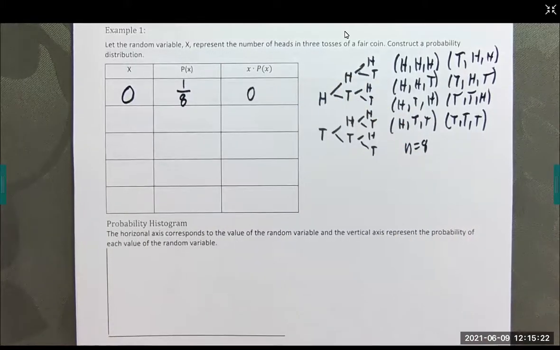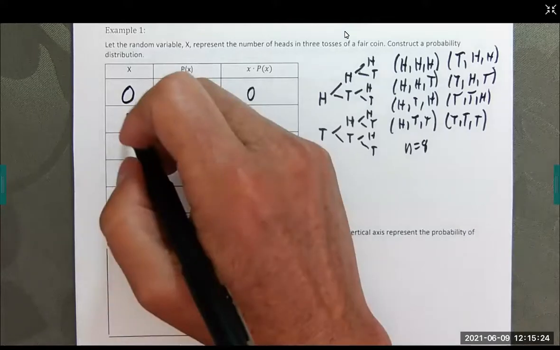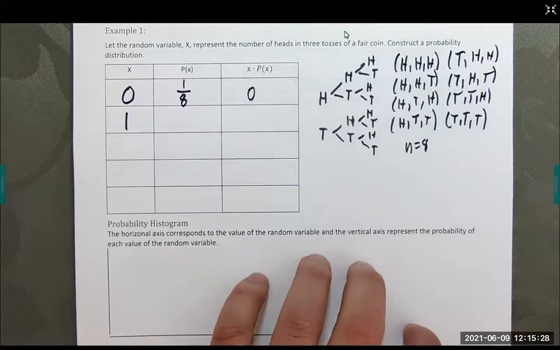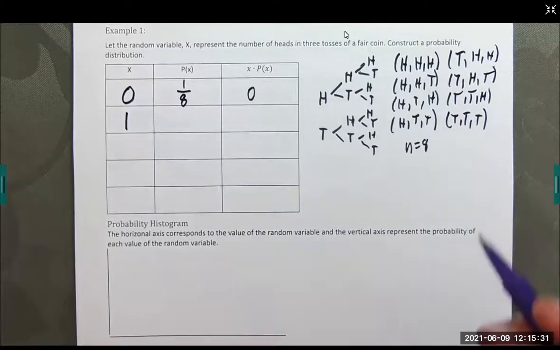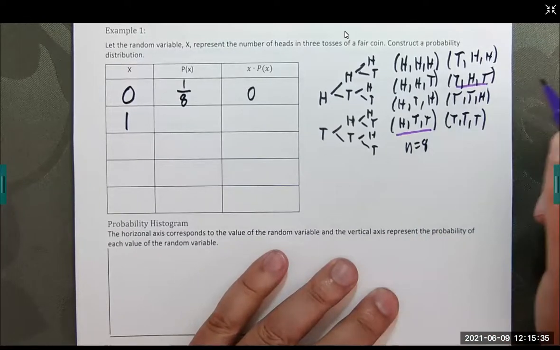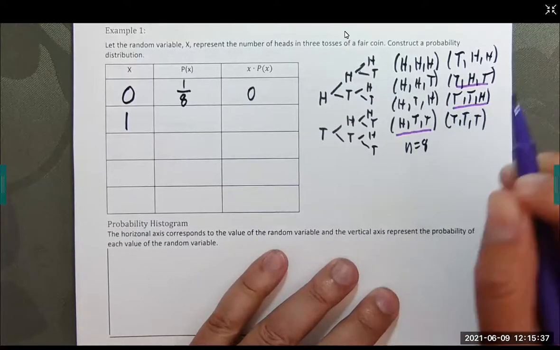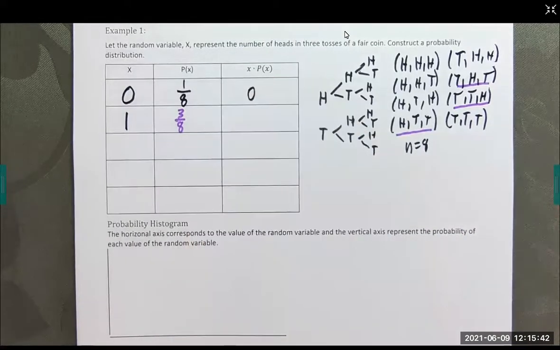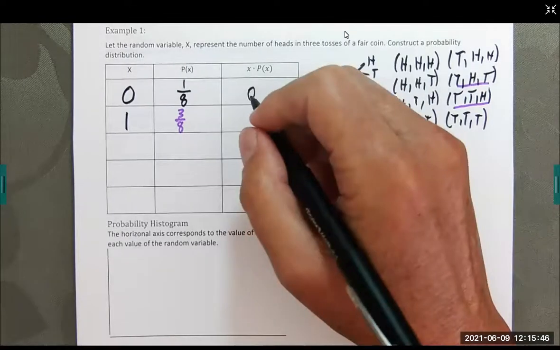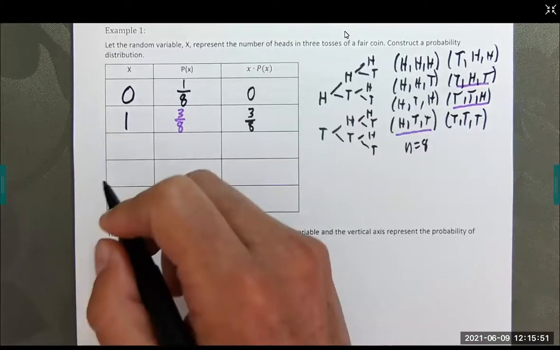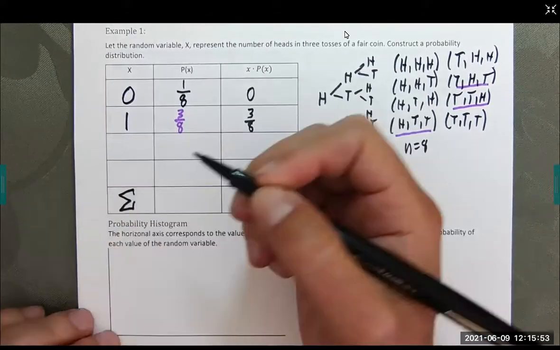Next up, we could have 1 heads. Let's go through and find out where there's exactly 1 heads. Here's once. Let's color code this a little. Once here, once here, and once here. So that's going to give us 3 chances out of the 8. And when we multiply those, we get 3 over 8. And in this box here, I'm going to put a sigma, which means we're going to add up these pieces.